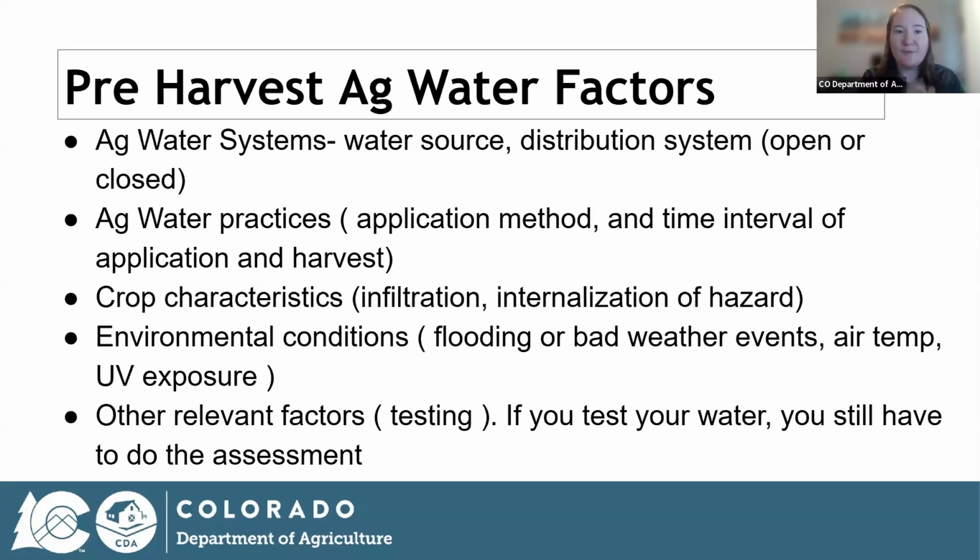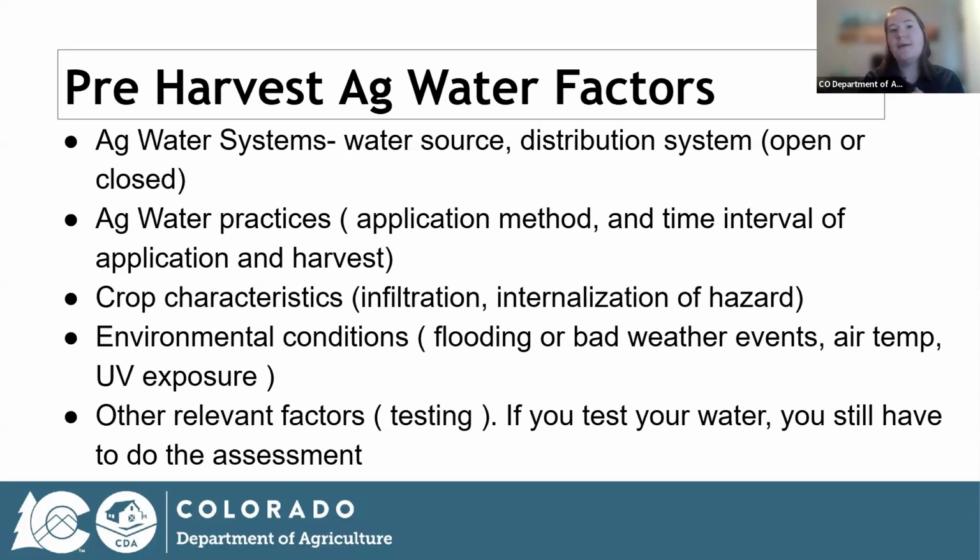Keep in mind that with the ag water definition, anything that comes into contact with the harvestable portion of the crop would be considered ag water. So if you're wanting to change your application method, consider whether it would increase your risk or not. Of course, there's the time interval between application and harvest. We know there are farms that stop watering three days before harvest, just because of the die-off rate.